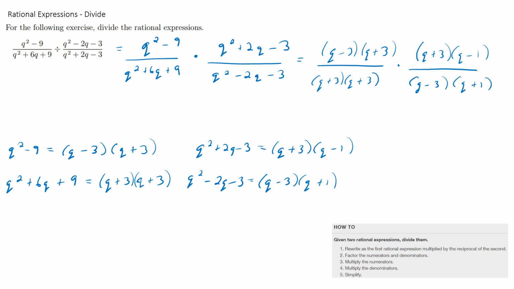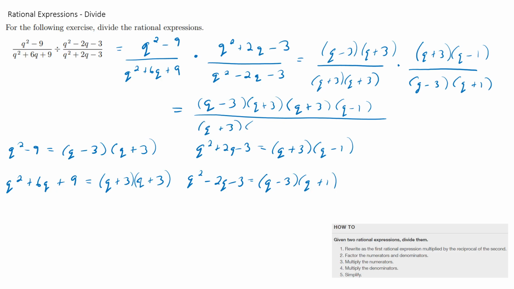So again, we multiply straight across and simplify. So this is equivalent to q minus 3, q plus 3, q plus 3, q minus 1, all divided by q plus 3, q plus 3, q minus 3, and q plus 1. Right? And then we're just going to cancel common factors.